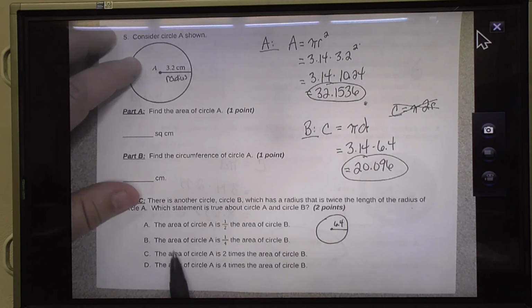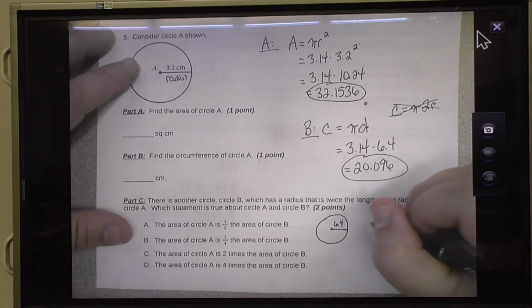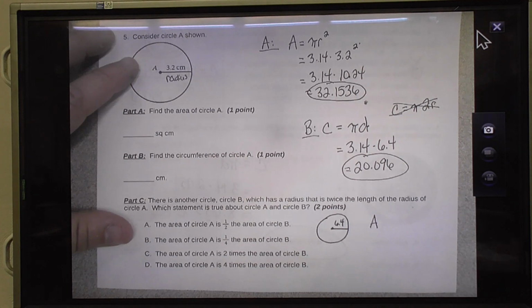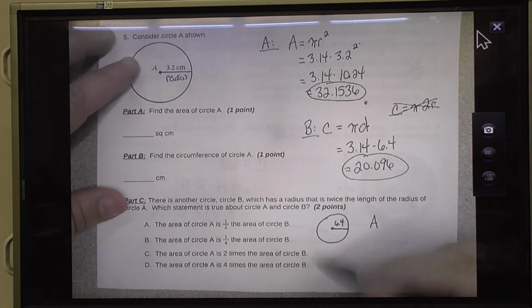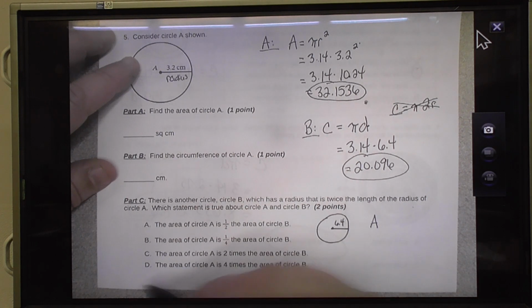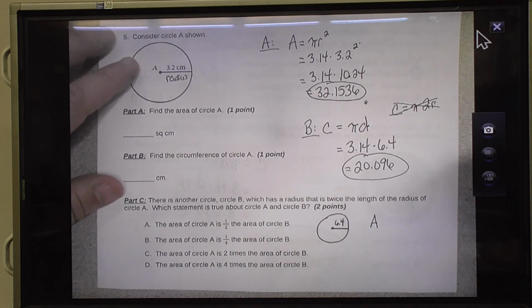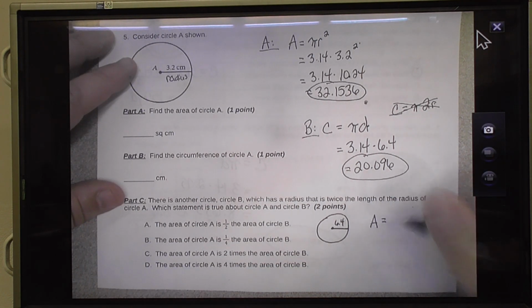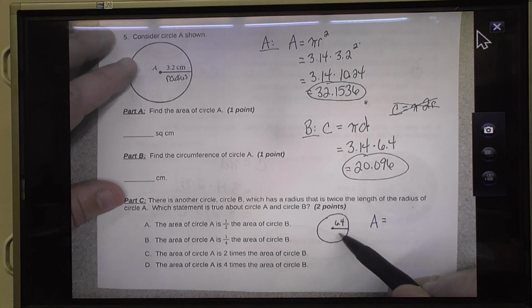It says, which statement is true about circle A and circle B? And all of these things talk about the area, so I guess I should find the area of this problem. Because I'm telling you right now, 80% of the people that I tested had not a single piece of work for this one. They just, oh, it's half, oh, it's times 4. No, you gotta do some work and figure it out. We need to find out what's the area of this new circle B.